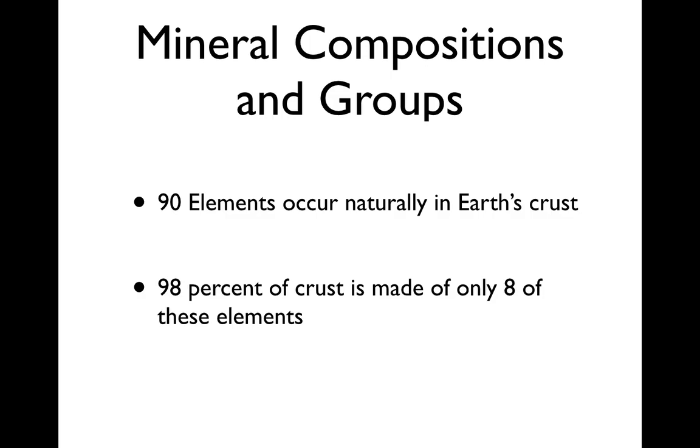Minerals, compositions, and groups. There are 90 elements that occur naturally in the Earth's crust. 98% of the crust is made up of only 8 of these elements, and that's really important. Silicate is one of them. Silicon and oxygen is definitely some of those that are in there. So minerals are primarily made up of those 8 elements. They're not made up of the nickel and the things like that that are deep within the earth and the iron.